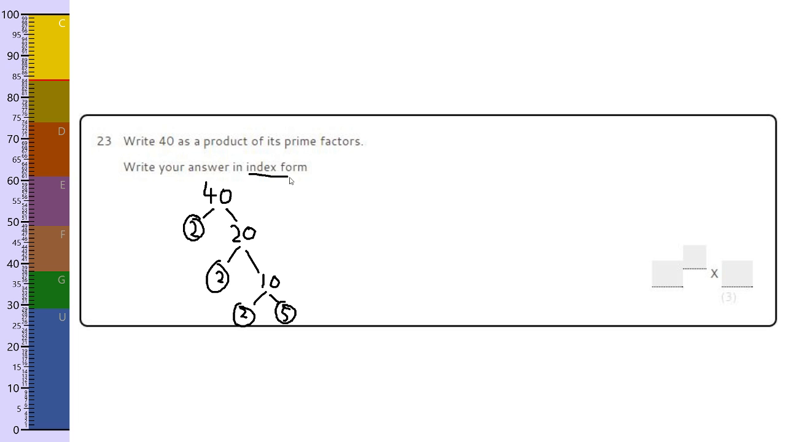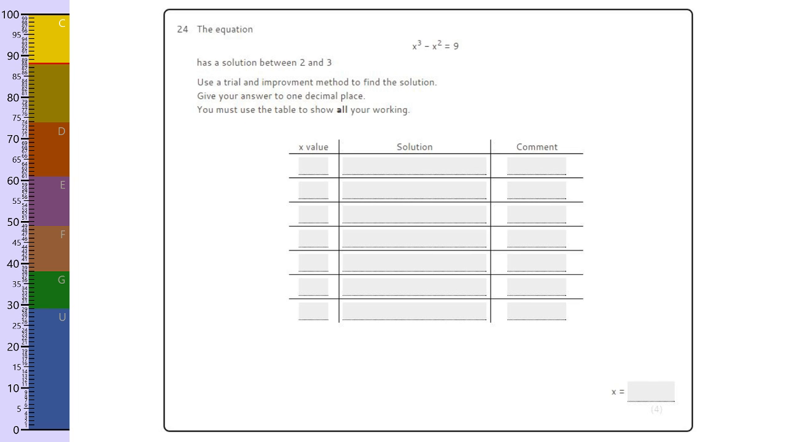It says write it in index form. It just means instead of 2 times 2 times 2, we're going to write 2 to the power of 3 times 5. And that's the answer. How simple is that? Okay, brilliant. Let's move on. Question 24. If you'd like to pause the video now and have a go.